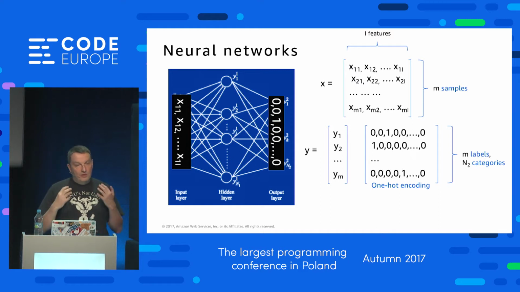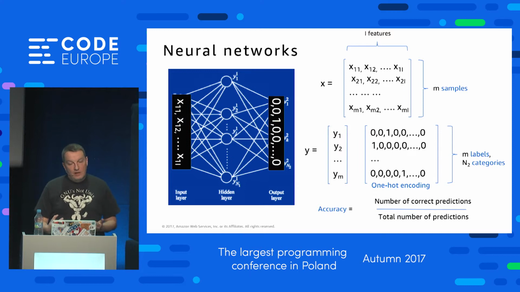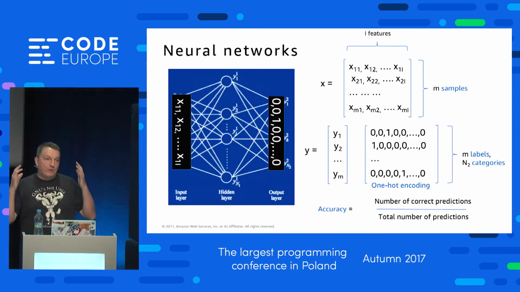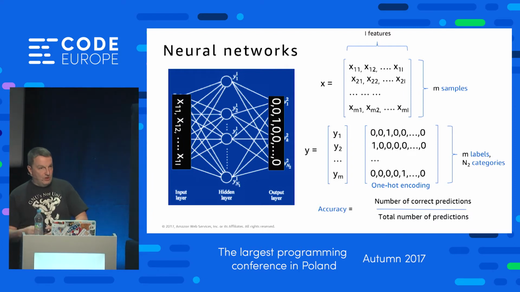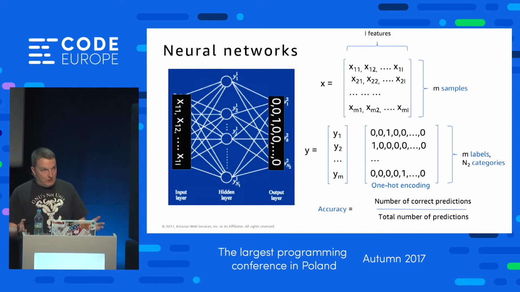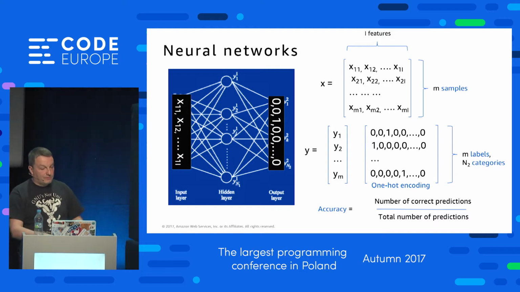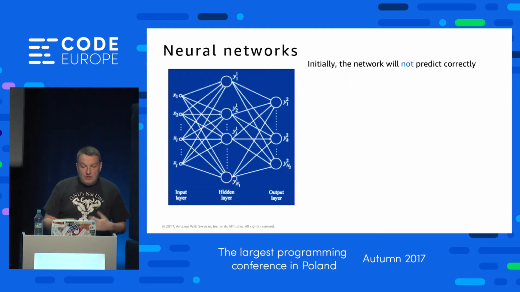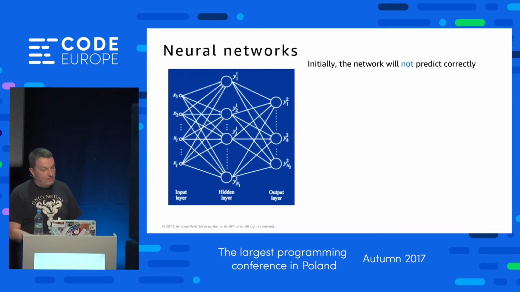This is the goal of training, and we're going to measure training by accuracy. We're going to run our data set through the network, measure the number of correct predictions, and calculate accuracy. So in a nutshell, this is what we're trying to do. Show some samples, get the correct results. But obviously, initially, the network is blank. It doesn't know what to predict.